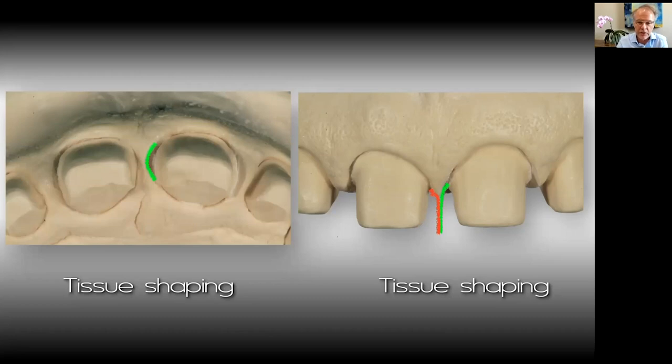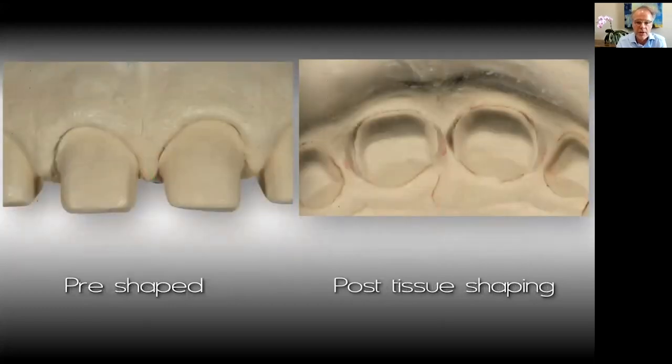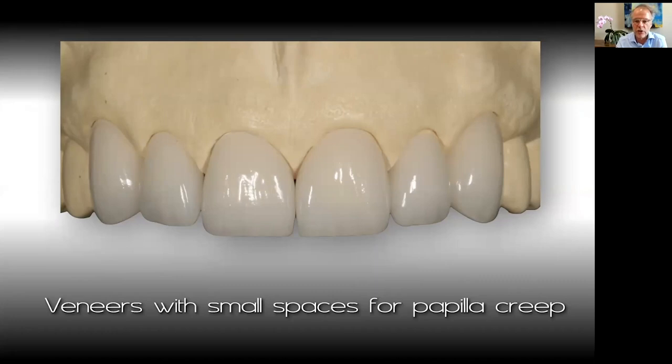We expect every technician to know this, but the only way they know this is if you help them understand this, or they take, I'll say, clinically driven courses to understand these concepts. So this is post-shaping of the soft tissue. I do this in all the interdental areas, and then the restorations are fabricated. And you can see that I've left little tiny black triangles because I anticipate a 0.5 millimeter of papilla creep. So that means I expect on this cast to see black triangles.